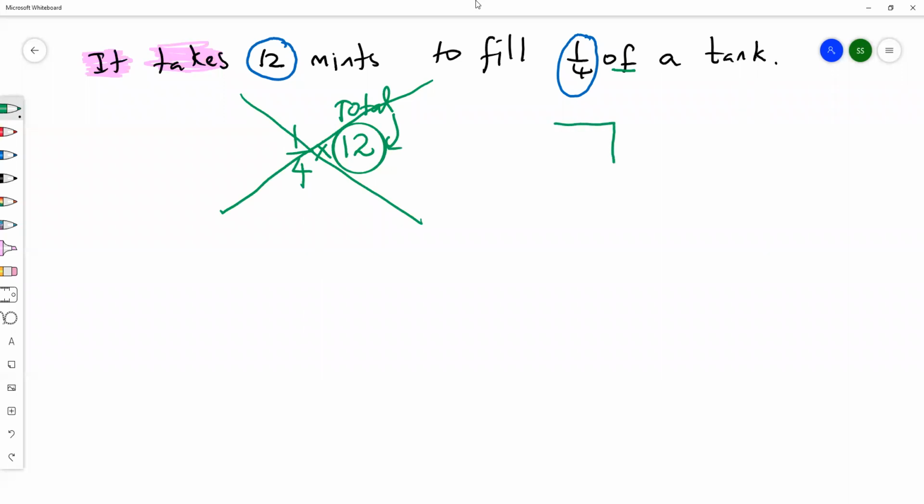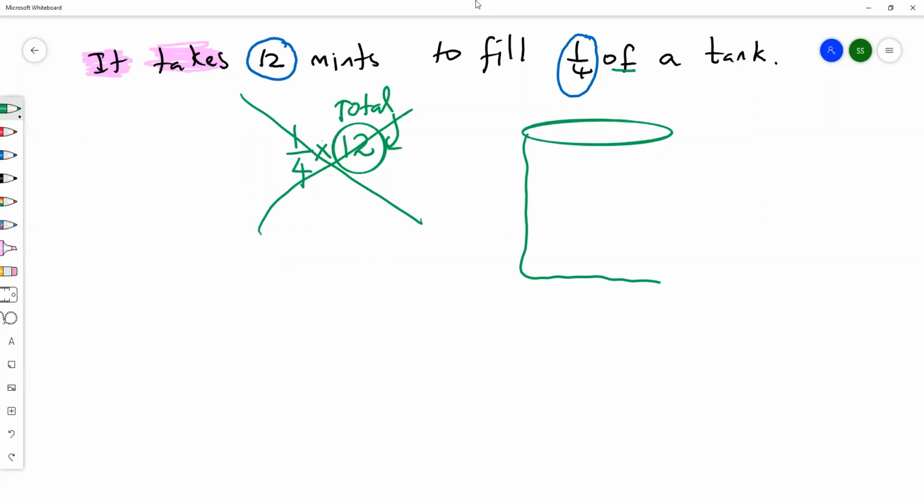A tank is this. Oh, we'll draw a cylindrical tank, right? Cylindrical water tank. You know what is a water tank? Nice tank, right? Okay. So 1/4 of the tank. This is not like a tank. It is like a sack, right?